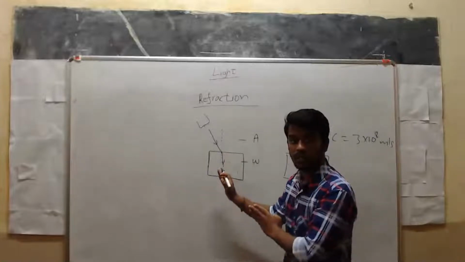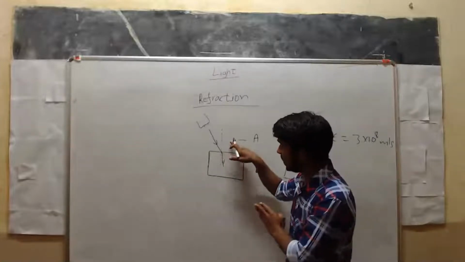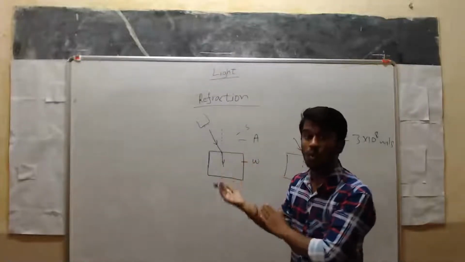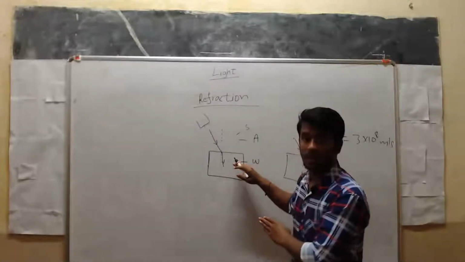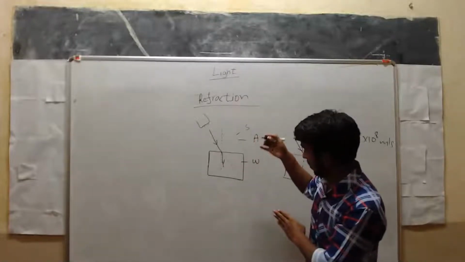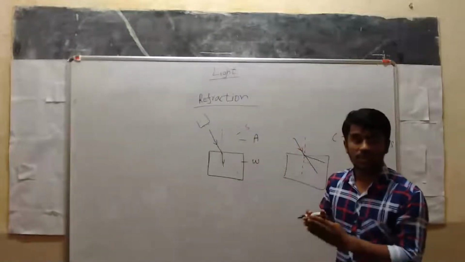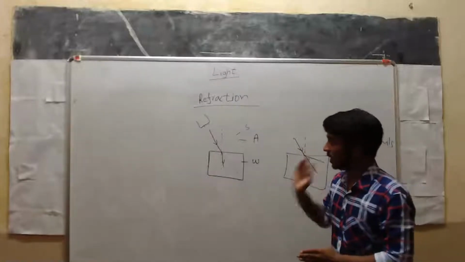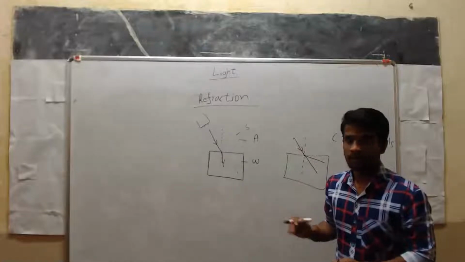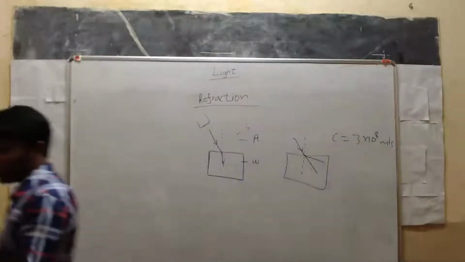Why does it bend towards the normal? Because the speed of light decreases. In air medium, the speed of light is more compared to the speed of light in water medium. So while entering the water medium, its speed decreases, so that's why it bends towards the normal. Okay, yes. Next one.